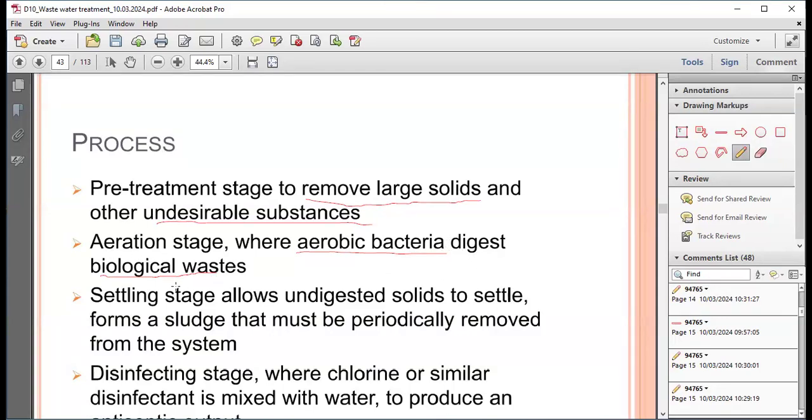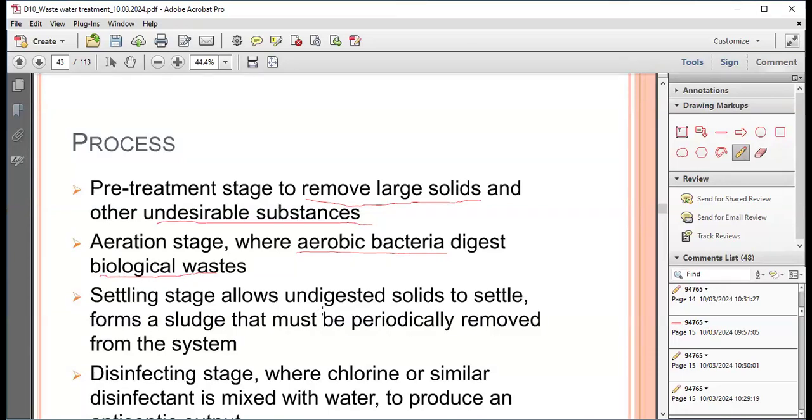The biological waste. What is the meaning of biological waste? Tell me an example of biological waste. Some of the animals, the dead animals, and waste from animals. That's called biological waste.